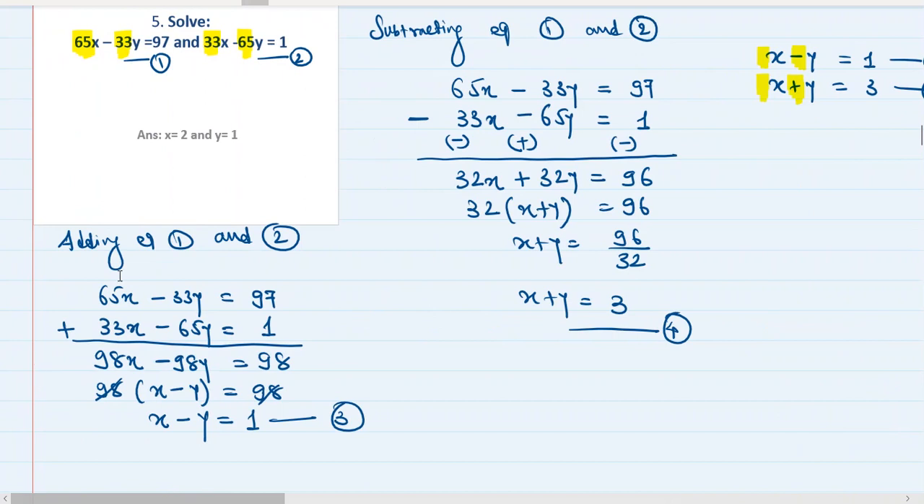x is 2, y is 1. Perfect. Now see, we have completed the first two parts of the chapter, right? Exercise 6a and 6b as per your textbook is done. We are going to start with the method of cross multiplication in the next part, and then equations reducible to linear equations, and then the word problems. That is basically three parts of the chapter remaining. We will cover them.